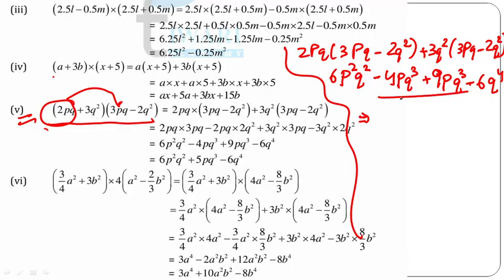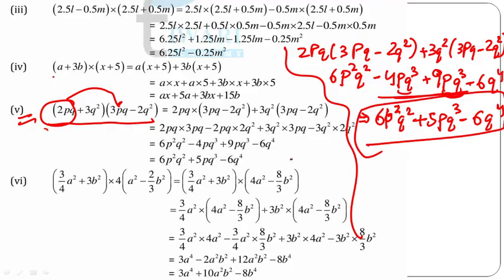We can combine these two terms, because here this is pq square, pq cube, and this is also pq cube. So we will obtain 6p square q square, plus minus minus, and the sign of the bigger term, so 9 minus 4 is 5pq cube, minus 6q 4. This is your answer. So you will obtain this answer.